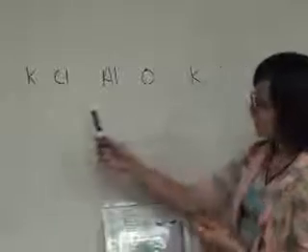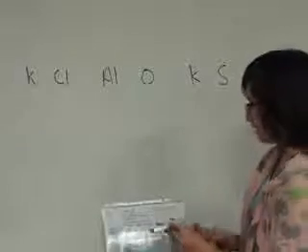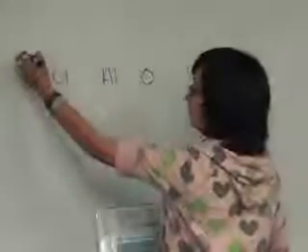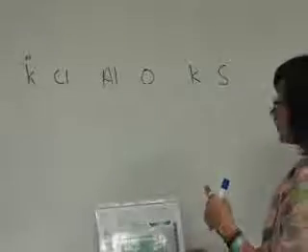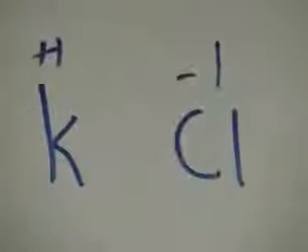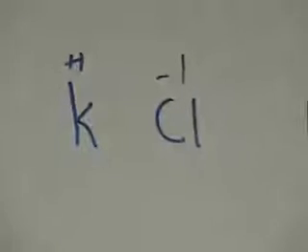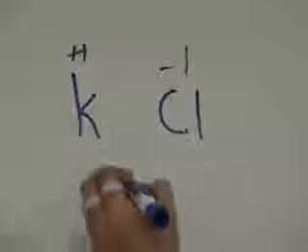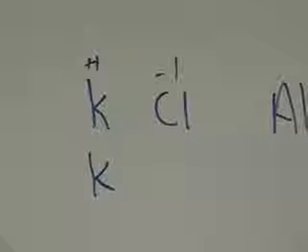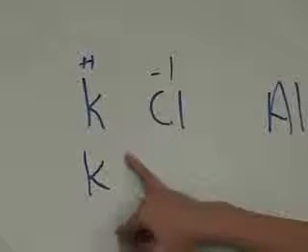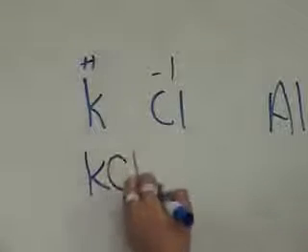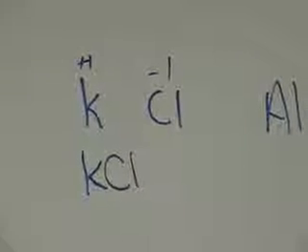Okay, we're going to make balanced compounds. For potassium, the charge is +1, and for chlorine, the charge is -1. So for this one, we are going to put potassium, which is K, and since it's a positive charge, you only need one potassium to cancel out the chlorine. So it looks like that.